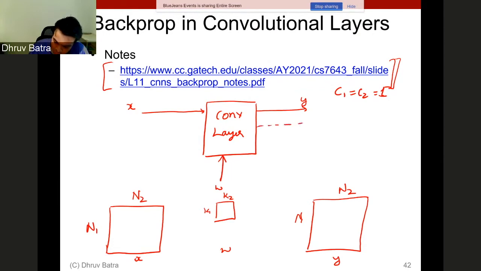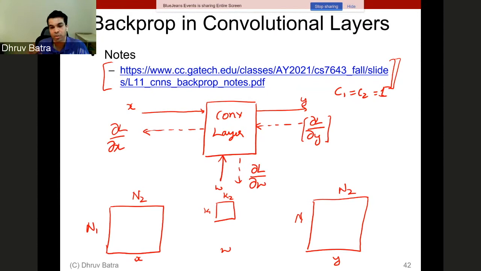Notice that backprop as input will give us the partial of the loss with respect to Y. This is an object of size N1 by N2. And what we have to derive first is how do we get the partial of loss with respect to X so that this propagates backwards to other layers? And how do we get the partial of loss with respect to W so that this object we can use for gradient descent? This is the key computation that we need to do.